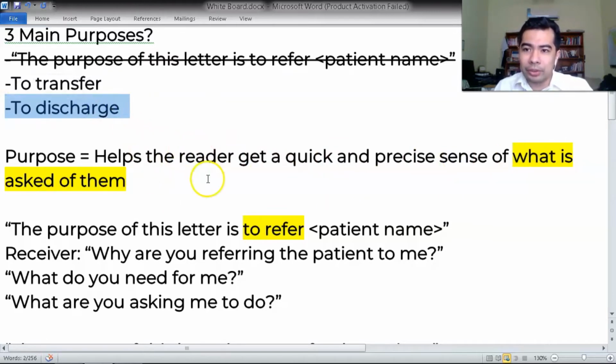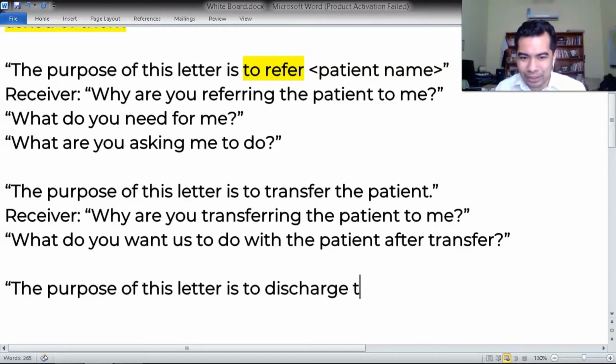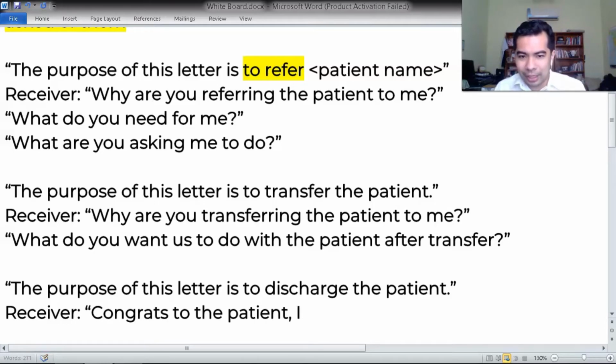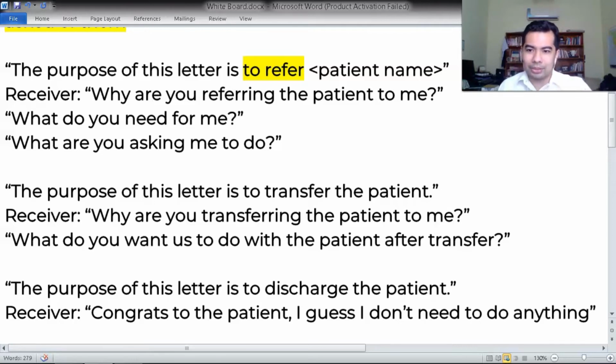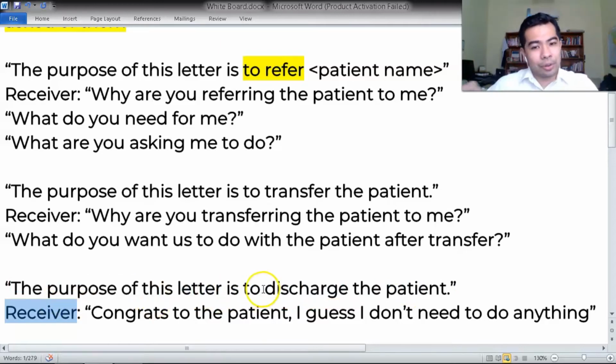And for me, the worst is to discharge, because if you state that the purpose of this letter is to discharge the patient, then all I can say is, congratulations, by all means, discharge the patient. I don't think I need to do anything. So congrats to the patient. I guess I don't need to do anything. That's what they'll think, because, you know, what are you asking the receiver or the reader to do here? Nothing. You're just discharging a patient, and the receiver has 0 contribution.